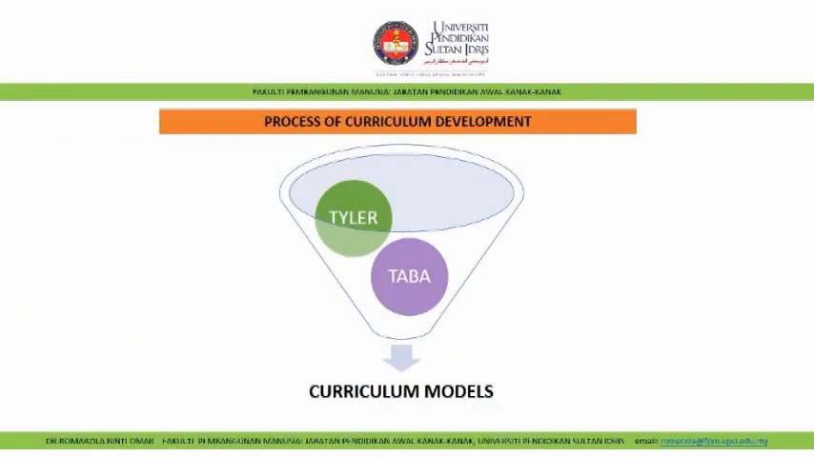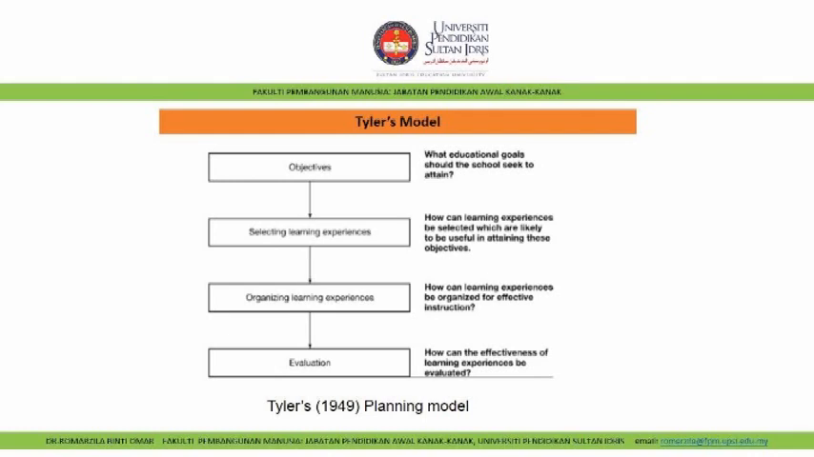Basically, the model includes an organization of and relationships among five mutually interactive elements. The elements include objective, content, learning experience, teaching strategies, and evaluative measures, so that the system of teaching and learning is represented. So the first model is from Ralph Tyler, 1949. This is a planning model. Tyler's model states how to build a curriculum.